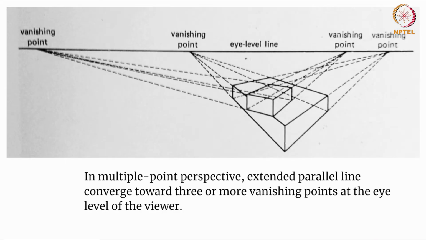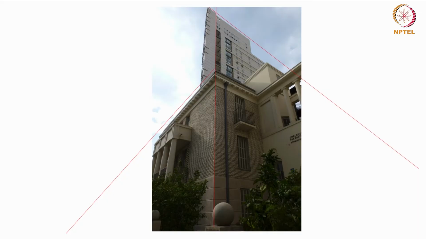Now in 3-point or multi-point perspective, the extended parallel lines converge towards 3 or more vanishing points at the eye level. If you look at this example, there are two objects. One object has two different vanishing points here, and the bigger object has two different vanishing points here and here, and this is the horizon line or eye level line, right? For example, in this image, we can notice three directions in which the lines are converging. Two are going down in this direction, and the third one is vanishing somewhere in the sky.